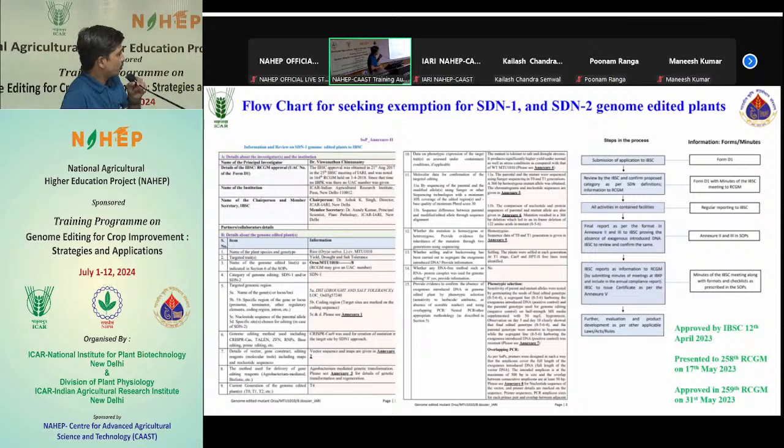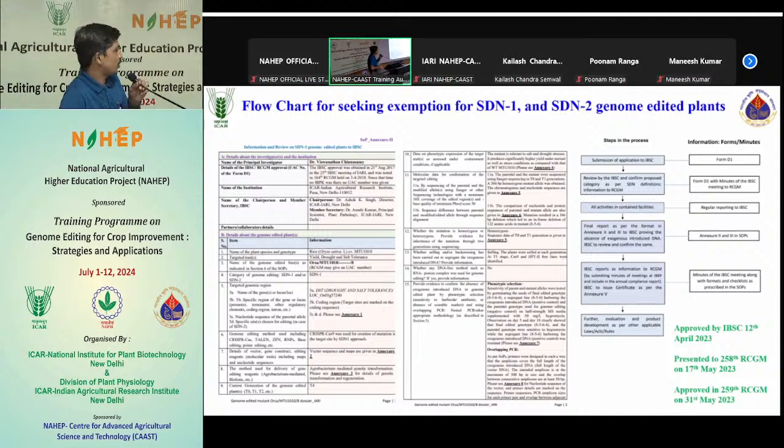This is important: the details of the genome-edited line. For example, which plant species you have used, what the target sequence is, and the name of the genome-edited line. You have to mention whether it is category SDN1 or SDN2, and the target genomic region. You have to mention everything. Since it is not possible to incorporate all of this in this area, you have to give it as an annexure.